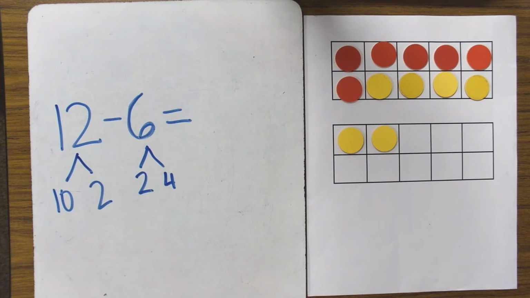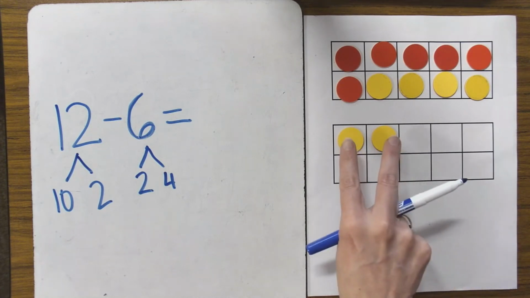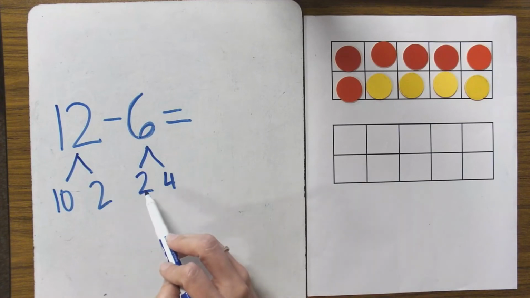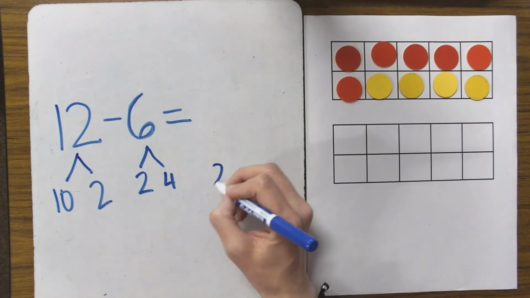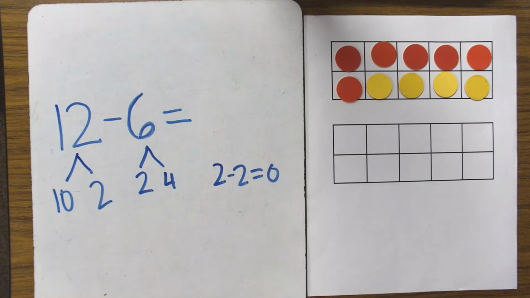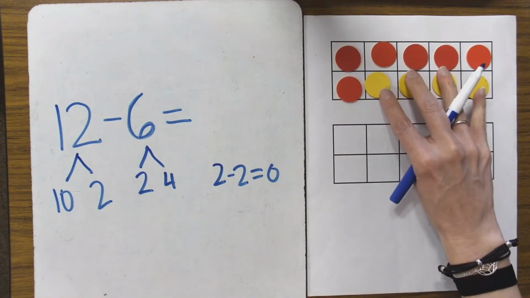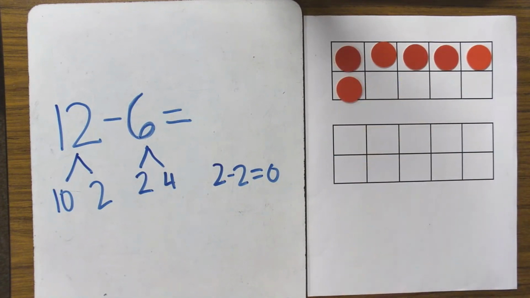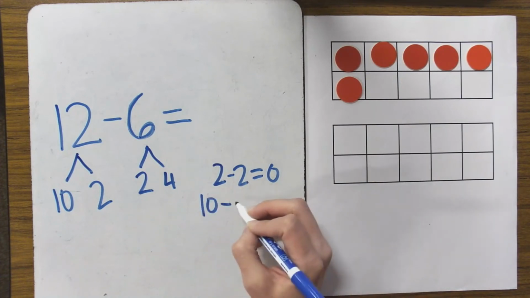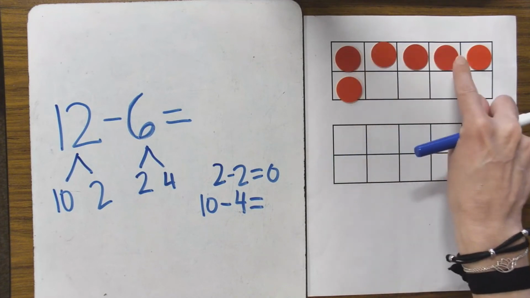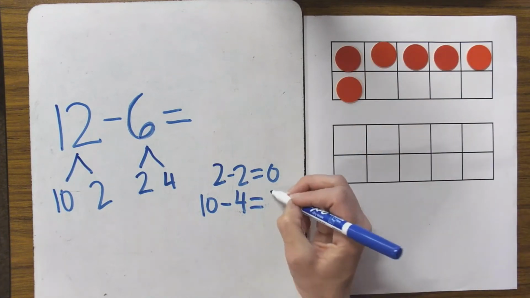Now when I subtract, I can take the 2 away from the 2. Whoop. So I have 2 minus 2, and that left me with 0. And then I have 10 minus 4. So here I had my 10 and I have these 4 to take away. Whoop. 10 minus 4. And then I'm left with 1, 2, 3, 4, 5, 6.